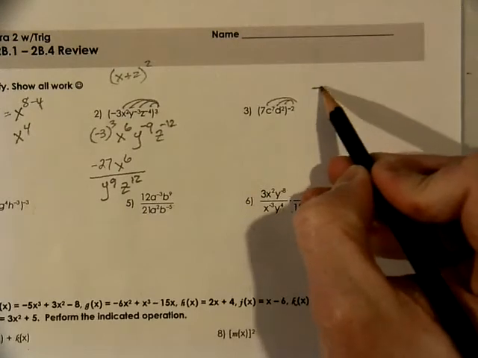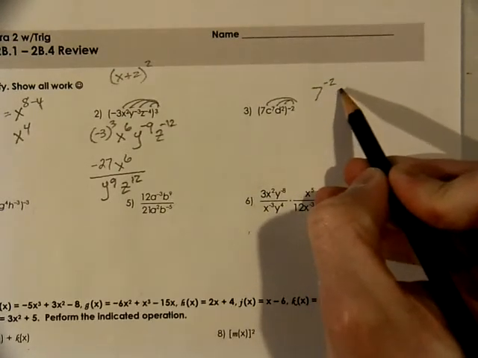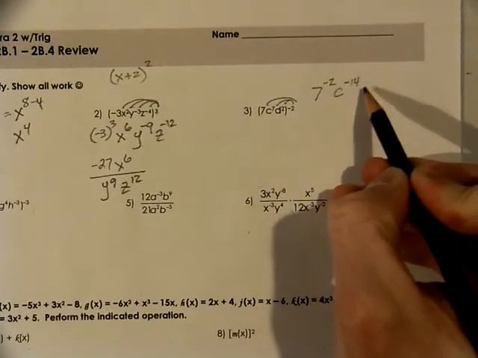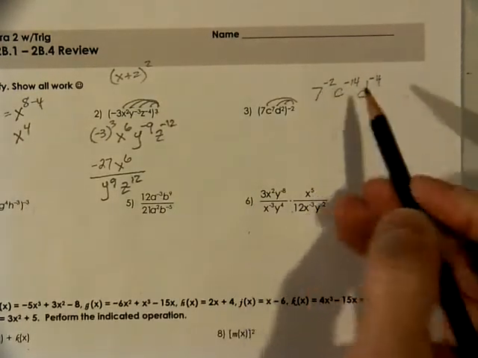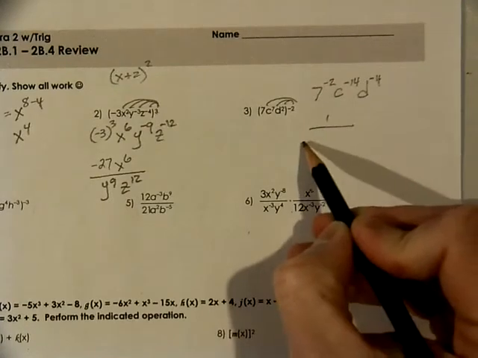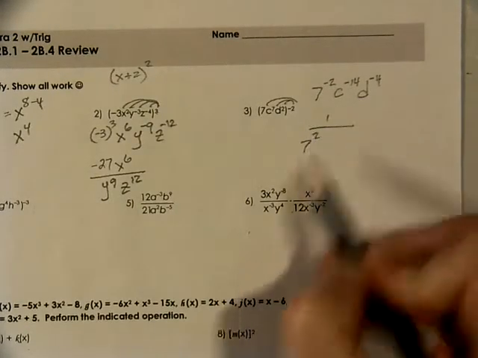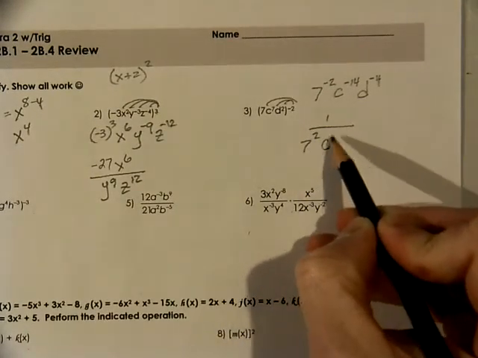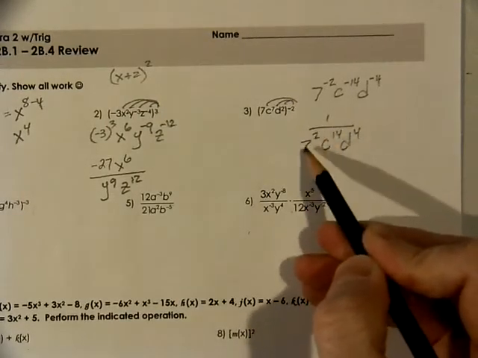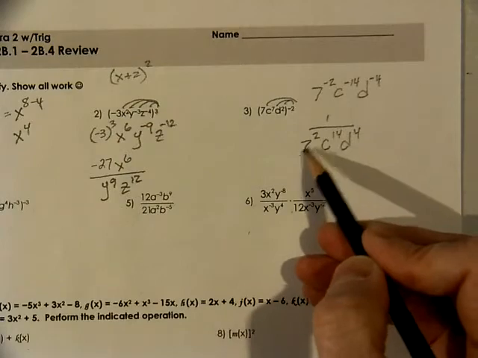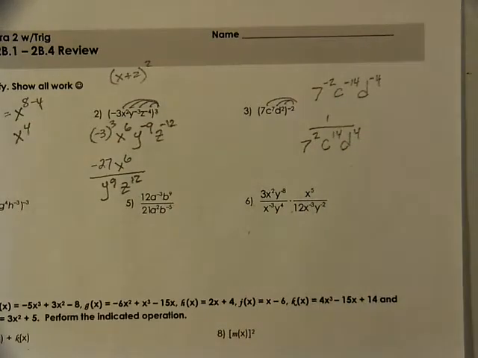Again, for the same reason, they all have negative exponents, so they're all going to go to the denominator. Now they'll have positive exponents. You're welcome to call that 49 if you want, or you can just leave it 7 to the 2nd power.